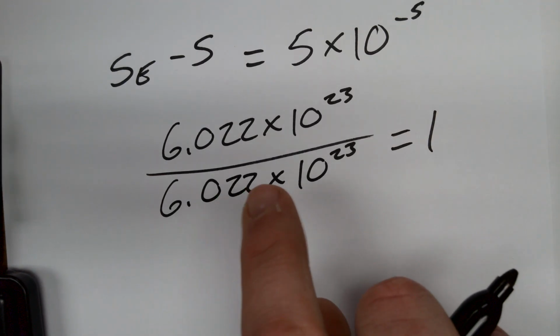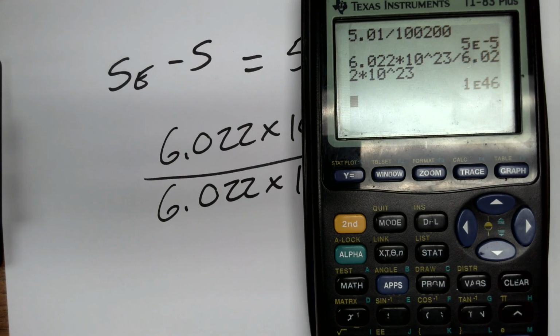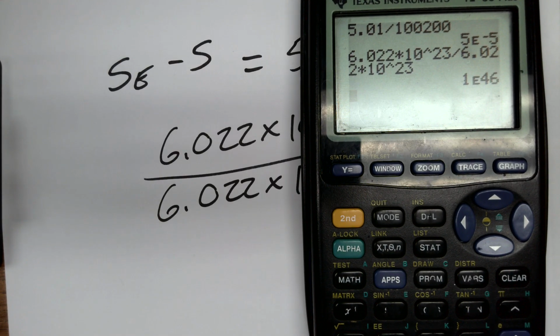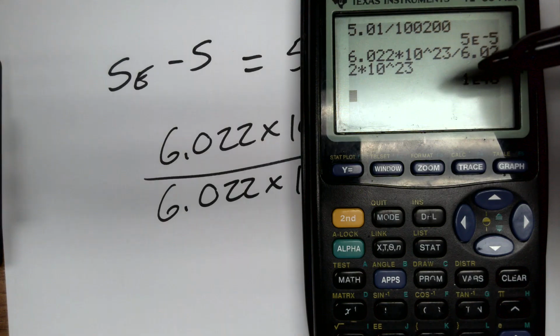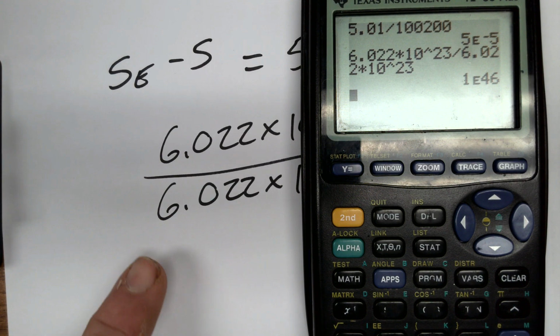Let's type it in our calculator the exact way we see it here. 6.022 times 10 caret 23 divided by 6.022 times 10 caret 23. I hit the enter button. Oh, my calculator is telling me I get 1 followed by 46 zeros. That's an incredibly large number. What happened? It's Avogadro's number divided by Avogadro's number.